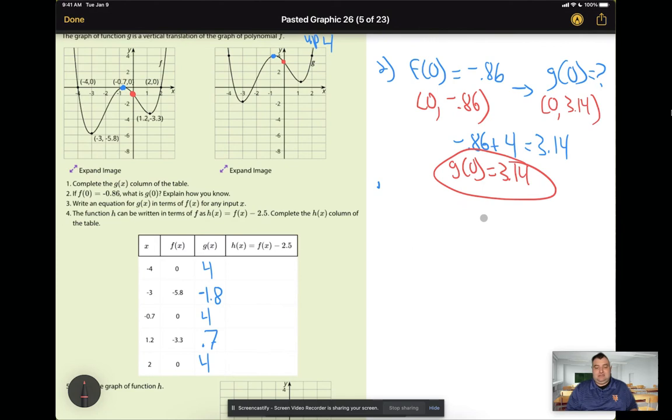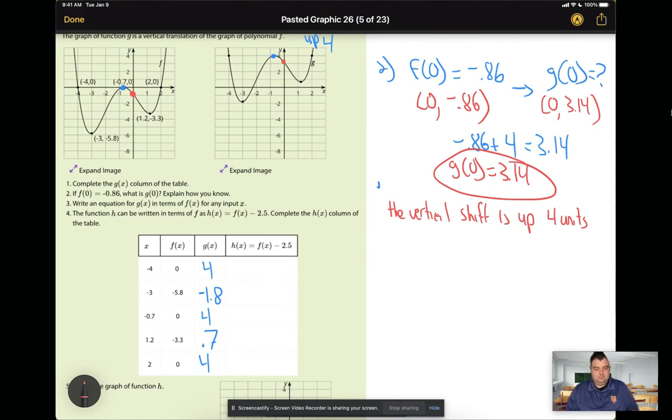Then it says explain how we know. How do we know that this is the case? Because the vertical shift, or vertical translation, is up 4 units.